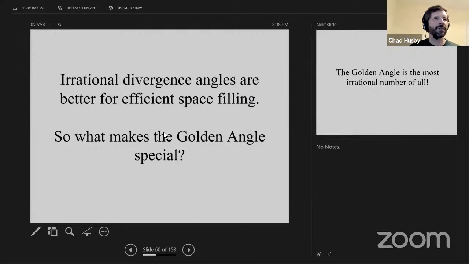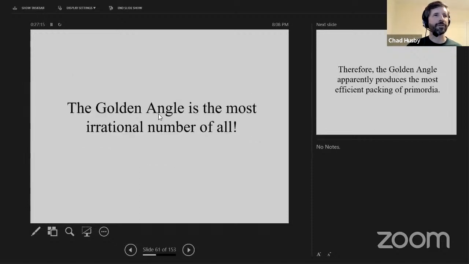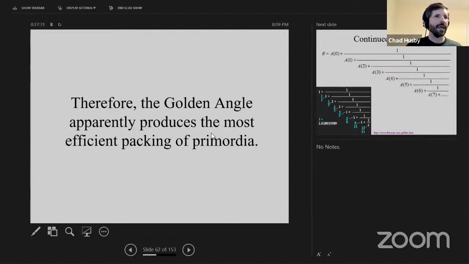And so it turns out that these irrational divergence angles for packing structures are better to efficiently fill a space. And usually nature's looking for efficiencies. So we might think, well, maybe that's why it needs the golden angle. But it turns out that the reason the golden angle is so good at this is because you can actually rank numbers in terms of their irrationality, and the golden angle is the most irrational one. So in this case, being irrational is a good thing, I guess. And so that means the golden angle gives you the most efficient packing.